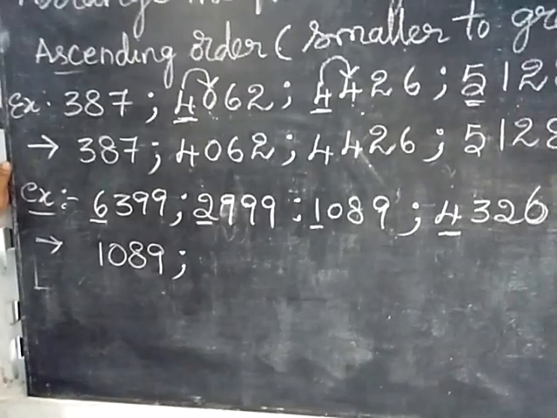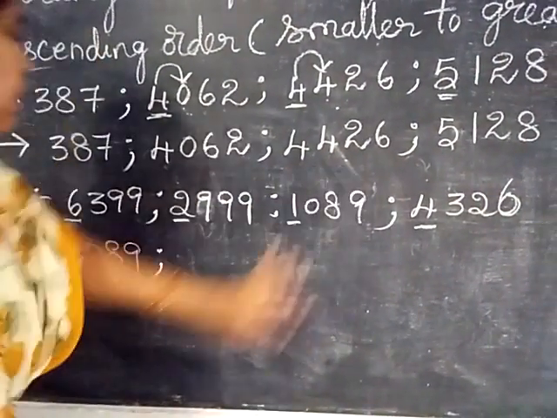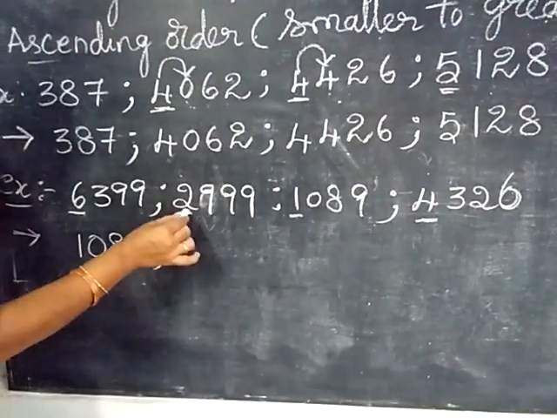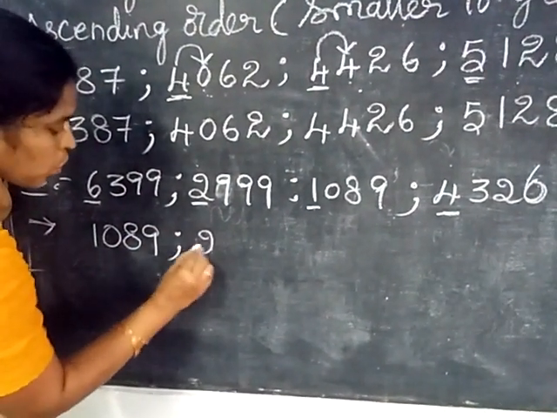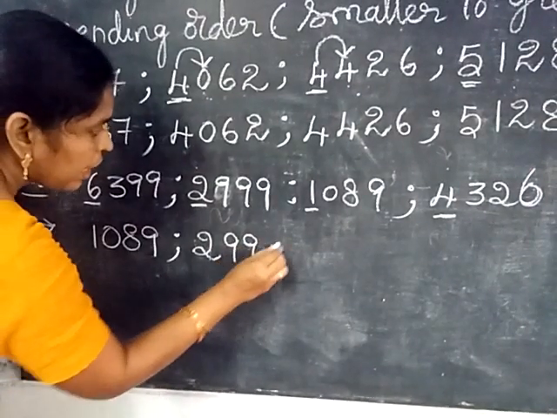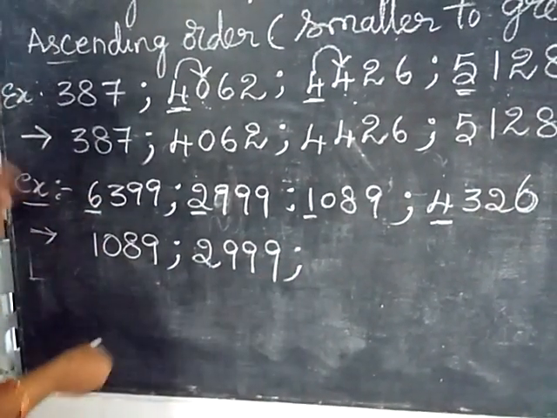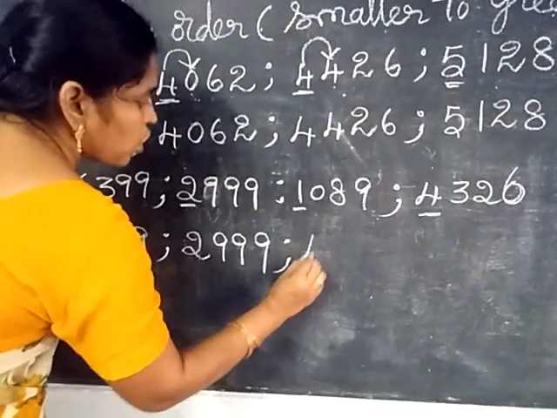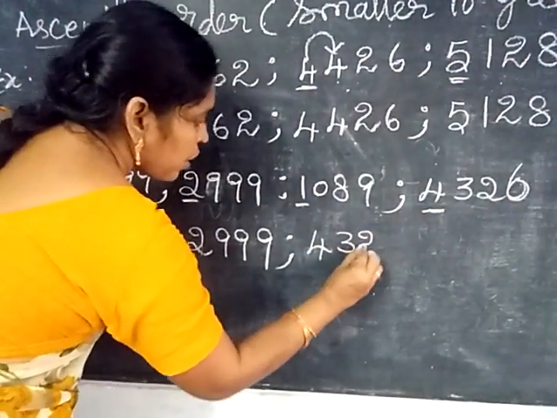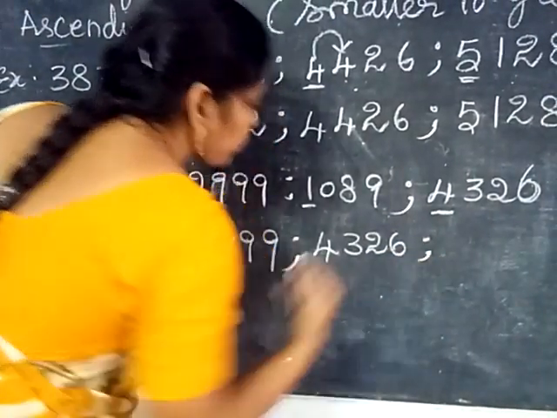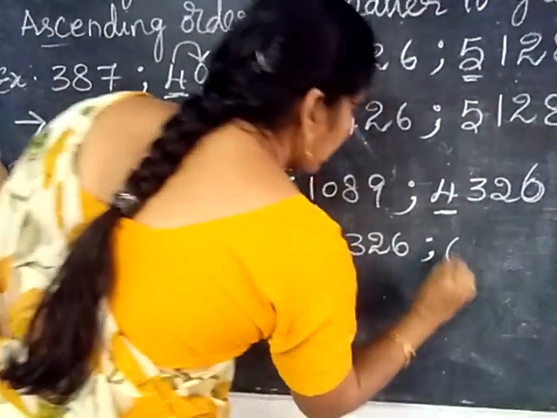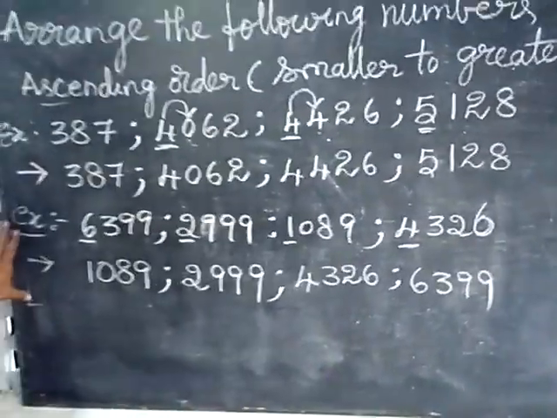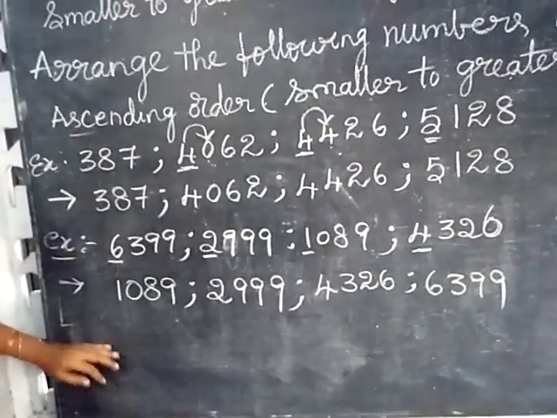Then what is the second? Next smaller number, 2919. Then what are the remaining two? You see which is the smaller one? Yes, 4 is the smaller one. So 4326. Next one, 6399. That's all. This is about ascending order.